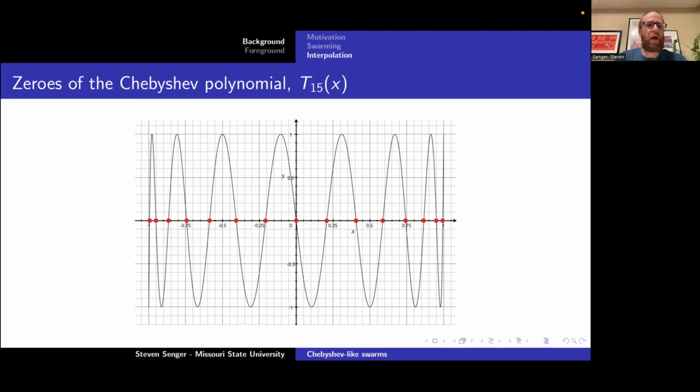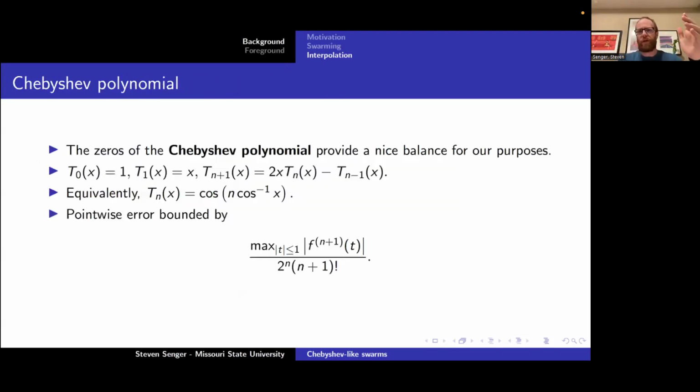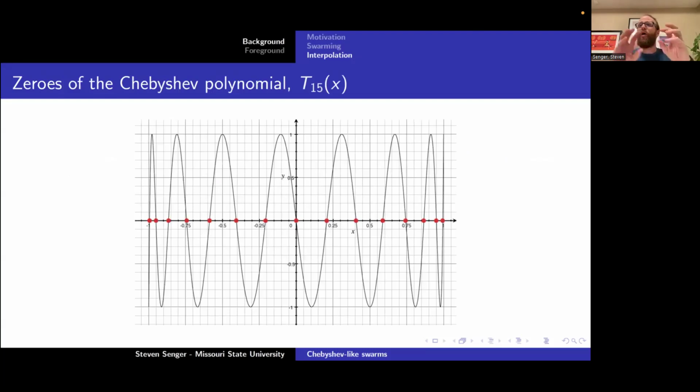Okay, the expression I gave you here just says, yeah, we've got a really nice error, but you don't have to really parse all those symbols if you don't want to. Just, we want some way of having things sort of clumped near the boundaries, but also represented in the center. Is that fairly clear? Like the basic idea there fairly clear?